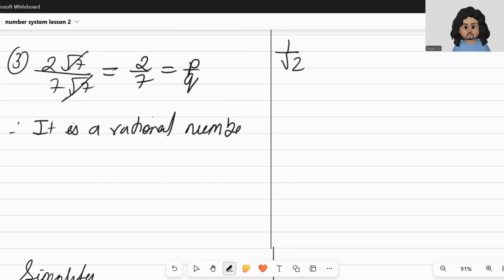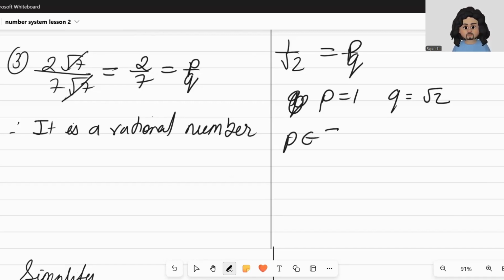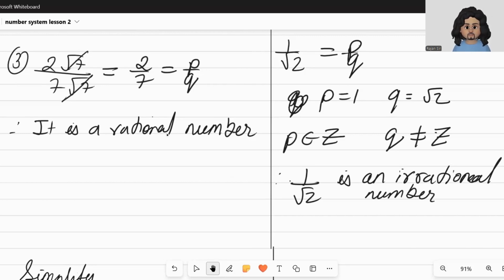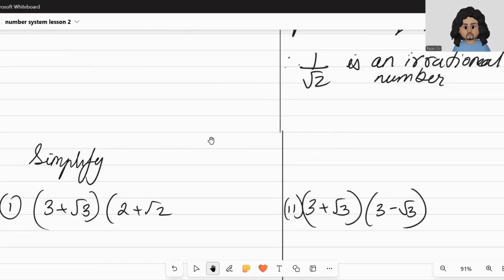number. Okay, 1 upon root 2. In this case, we can do a little bit of rationalization, or you can directly write p by q. If you compare p by q, and if you take p as 1 and q as root 2, as you can see, p belongs to integers, but q does not belong to integers. So therefore, 1 upon root 2 is an irrational number, or it's not a rational number. I hope you got it. Let's go to the next one.